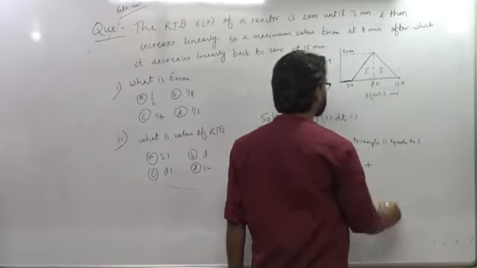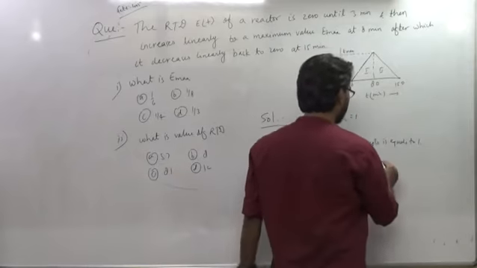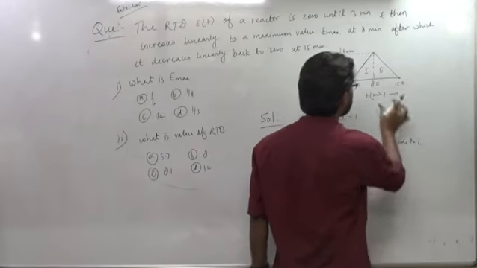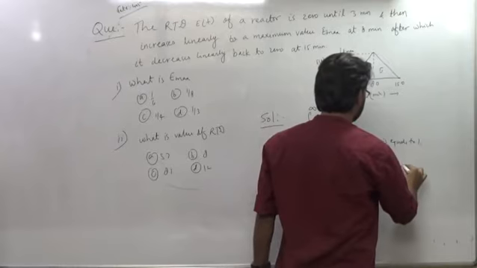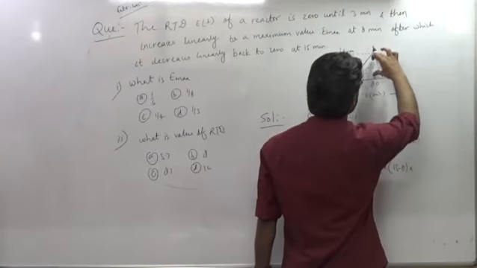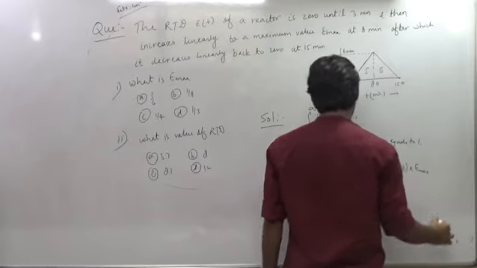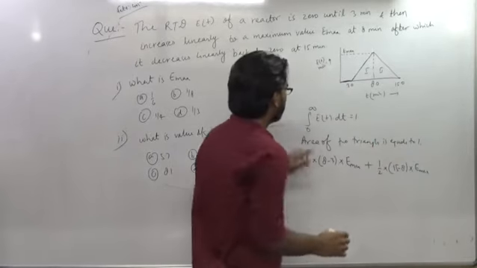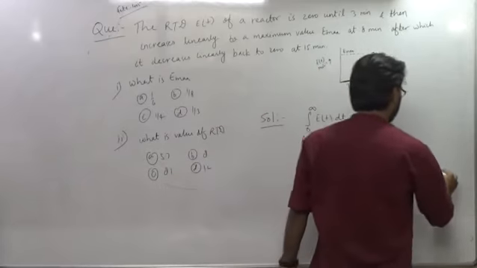Now for the second triangle, we can write 1/2 once again, base into height. The base is now 15 minus 8, into the height, once again Emax. And the integral from 0 to infinity of E(t) dt is equal to 1, so we can write it equal to 1 here.